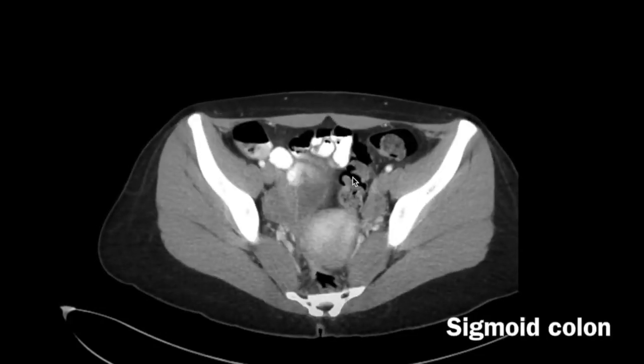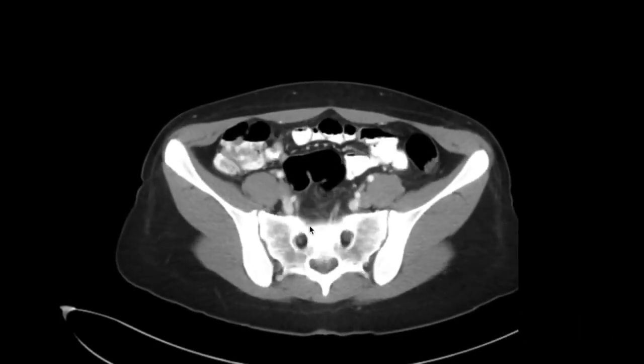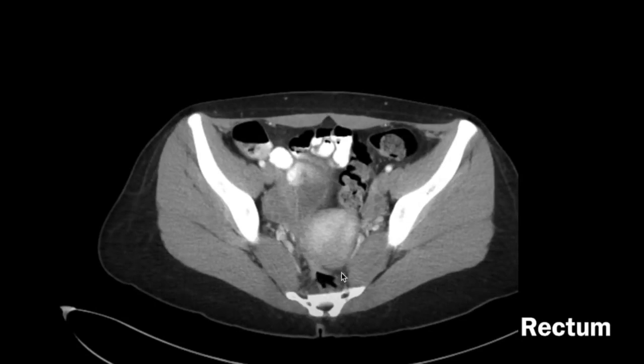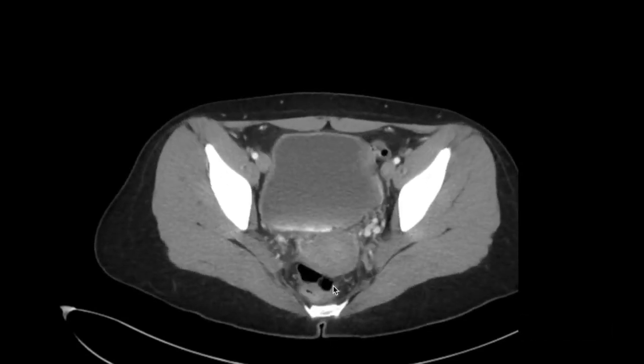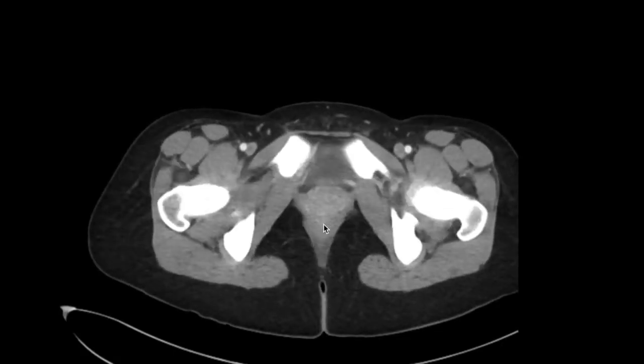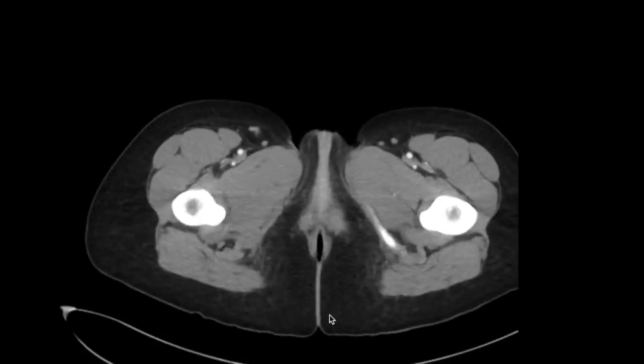the sigmoid colon here, which can be very redundant and long, following it down here to the rectum, and the rectum, if I scroll down here, at this angle becomes the anus, and this is the anal canal here.